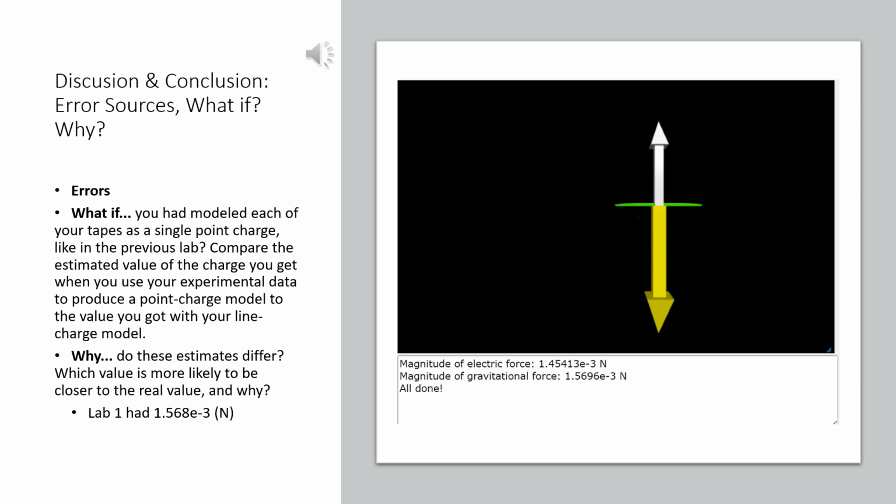And as for which one's more likely to be closer to the real value, Lab 2 should be closer to the real value, though obviously we got our gravitational force closer to Lab 1. But yeah, Lab 2 treats it more accurately.